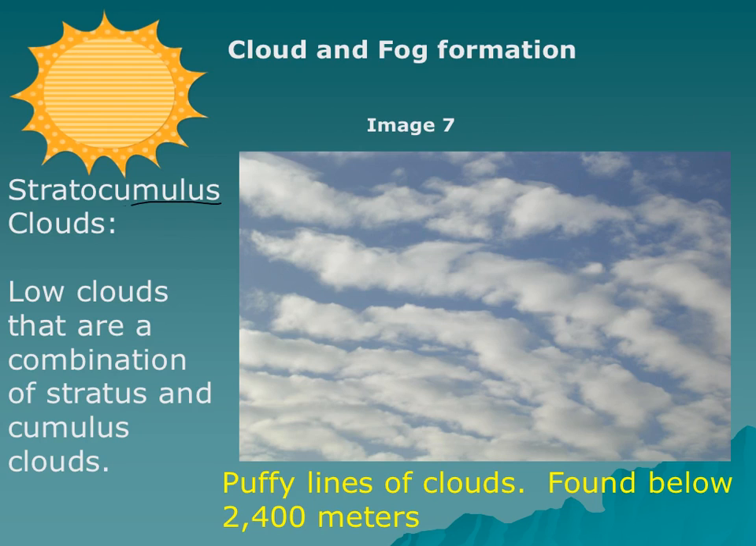There are Stratocumulus clouds, which kind of combine the two main families of clouds we've talked about so far, those layered stratus clouds and the puffy cumulus clouds. And so these are puffy lines of clouds. They're relatively low, below 2,400 meters. And as the name implies, they're just a combination of the stratus clouds and the cumulus clouds. You can kind of see the rows and the puffiness all going on in there.